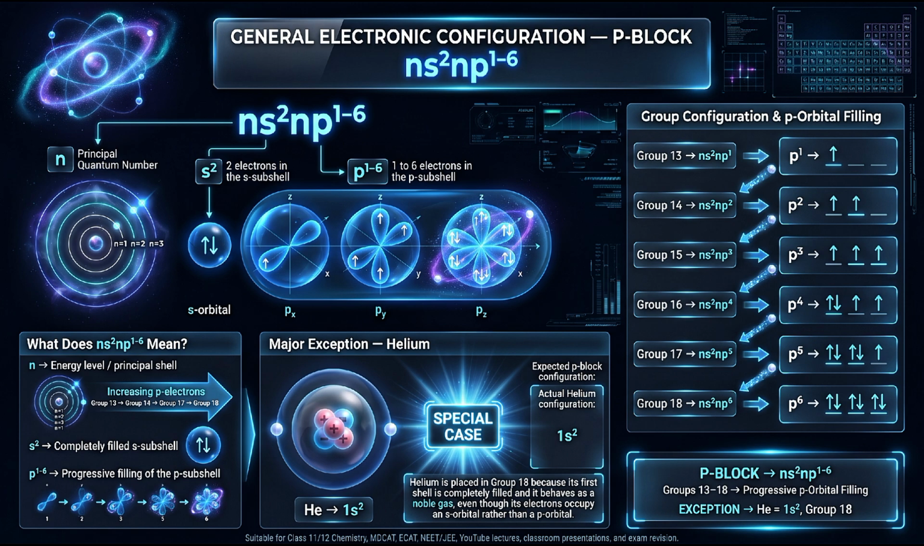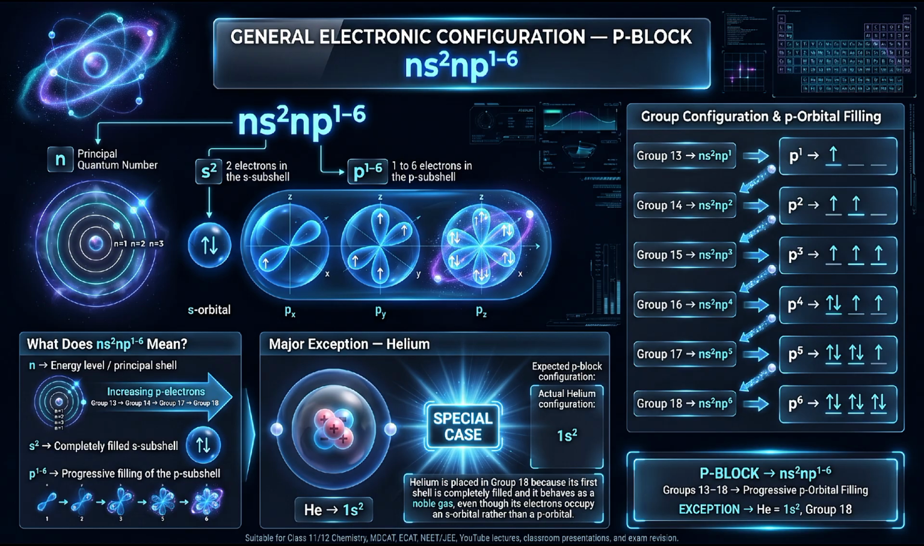Group 15 has the configuration ns²np3. At this stage, all 3 p orbitals contain 1 electron each. This arrangement is particularly important because, according to Hund's rule, electrons occupy separate orbitals with parallel spins before pairing begins. Nitrogen provides an excellent example. Its valence configuration is 2s², 2p³. The three p electrons occupy the px, py, and pz orbitals individually. Therefore, group 15 elements have 5 valence electrons in total.